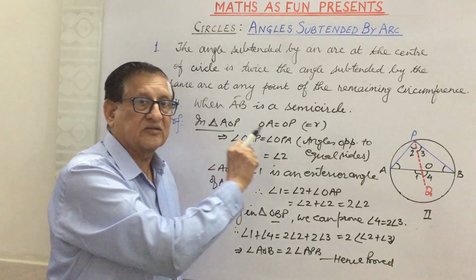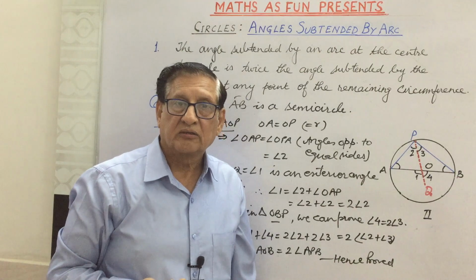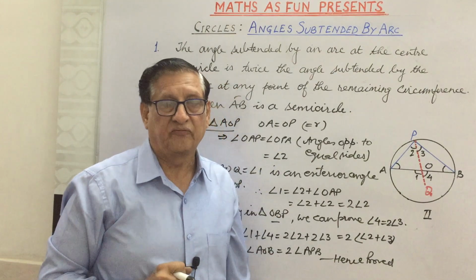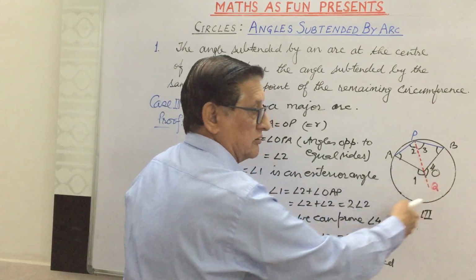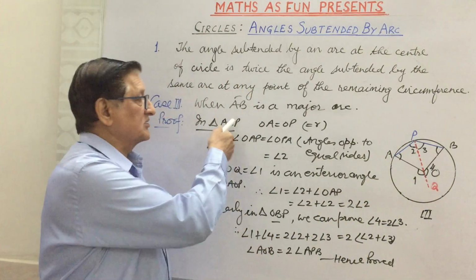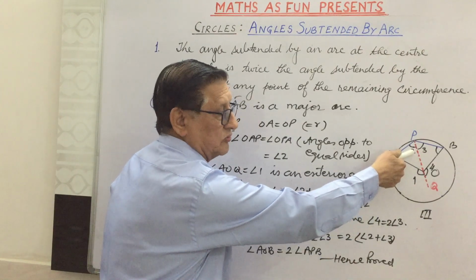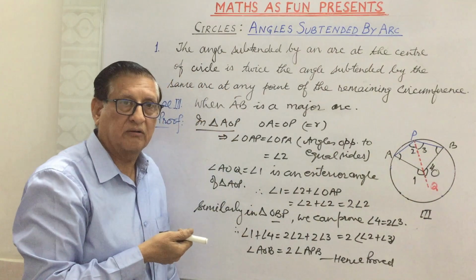So in the second case, when this is a semicircle also, we can prove that the angle at the center is twice the angle at the remaining circumference. In the third case, we have taken that AB is a major arc. Angles are taken the same, 1, 2, 3, 4. And in the same way we can go in this triangle and prove that angle 1 is twice angle 2, and here angle 4 is equal to twice angle 3.